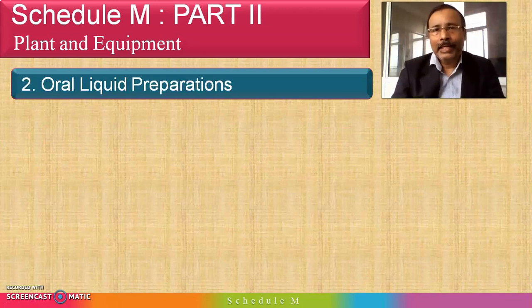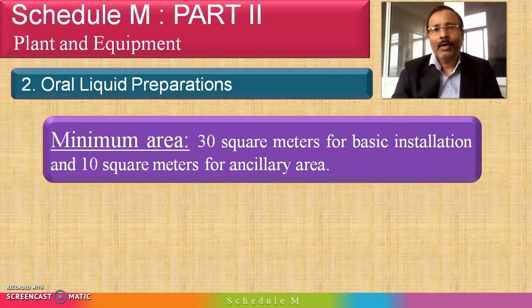Now let's see the second category, that is oral liquid preparation. It covers syrups, elixirs, emulsion and suspension. Now check out the minimum area required for the oral liquid preparation. Minimum area is 30 square meters for basic installation and 10 square meters for ancillary area.